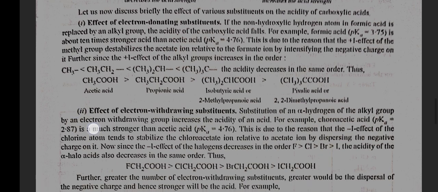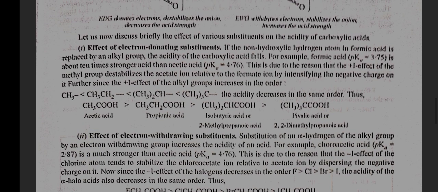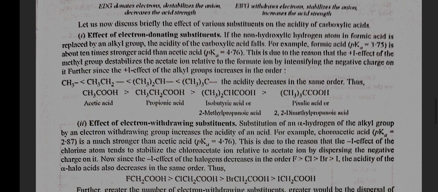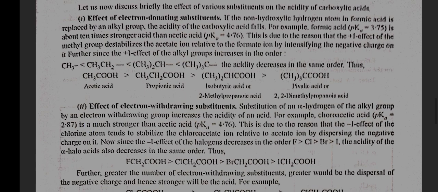First, effect of electron donating substituents. If the non-hydroxylic hydrogen atom in formic acid is replaced by an alkyl group, the acidity of the carboxylic acid falls. For example, formic acid is about 10 times stronger than acetic acid. This is due to the +I effect of the methyl group, which destabilizes the acetate ion relative to the formate ion by intensifying the negative charge on it. Further, since the +I effect of the alkyl group increases in the order, acetic acid > propionic acid > isobutyric acid > pivalic acid.